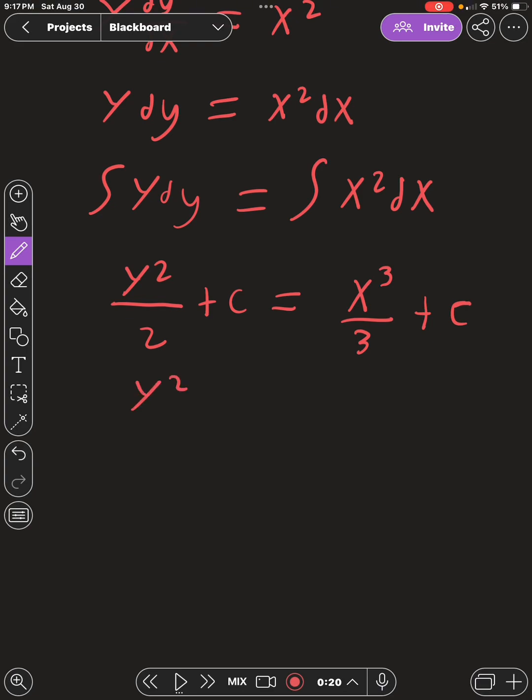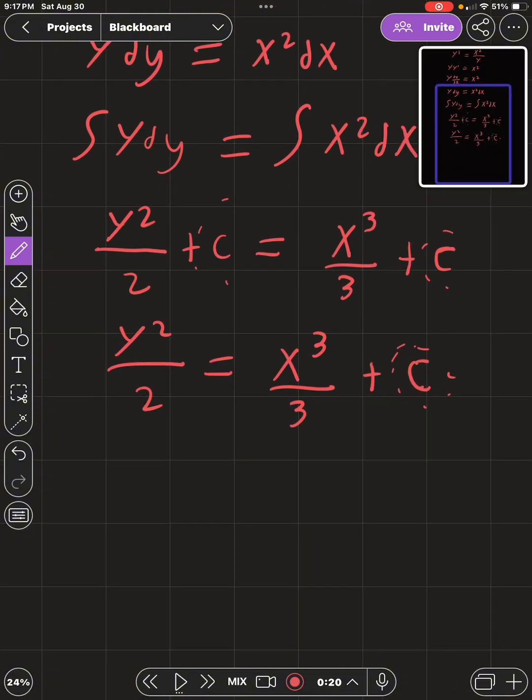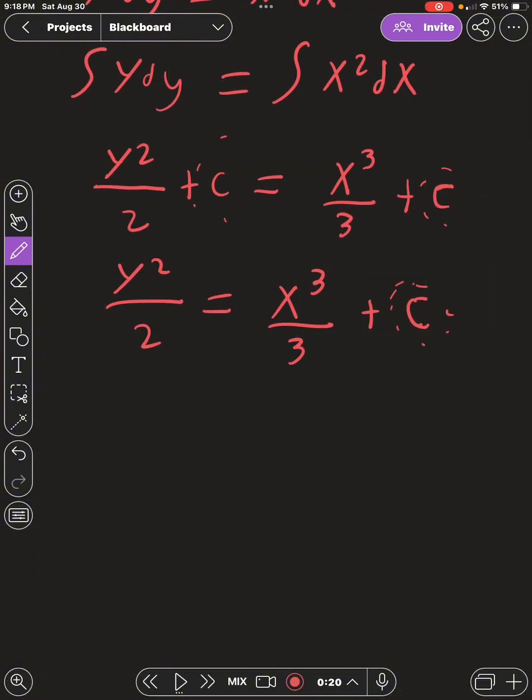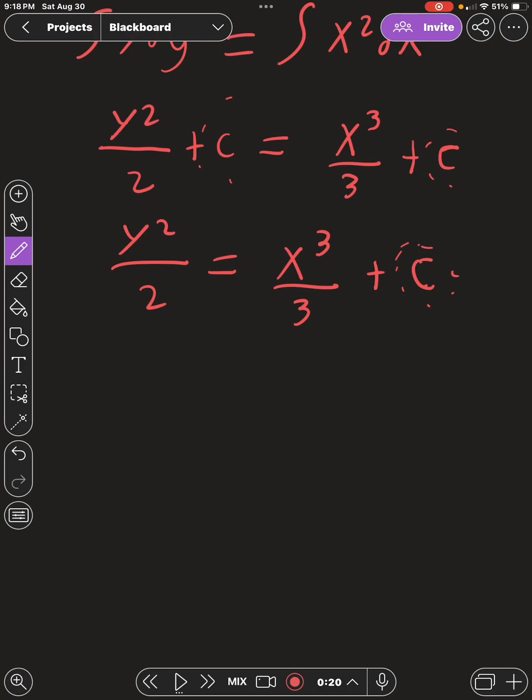We can get y squared over 2 is equal to x cubed over 3 plus some constant. Now, all I did is I just replaced this constant here with these two basically added together, or this one with this one subtracted. And we'll see why that works at the end. Now we're almost done. We need to multiply both sides by 2. So we'll get y squared is equal to 2/3 x cubed plus a constant. And again, we can multiply this constant by 2, but since it's a constant, we don't really care about the value. We can just leave it as the constant still.